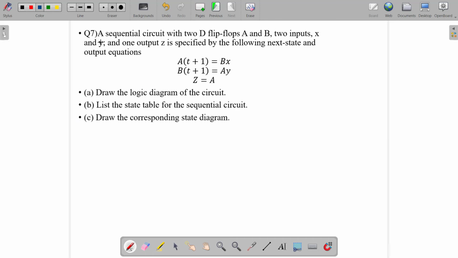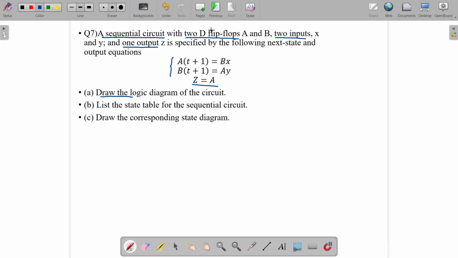Okay, for question number 7, we want to talk about the sequential circuit. In this question it says that for the sequential circuit, we have two D flip-flops with the outputs A and B, two inputs X, Y, and one output Z, specified by these state equations. These two are the state equations, meaning they give us the output of the flip-flops, and this is the output of the circuit. So according to this information, in section A, we want to draw the logic diagram.